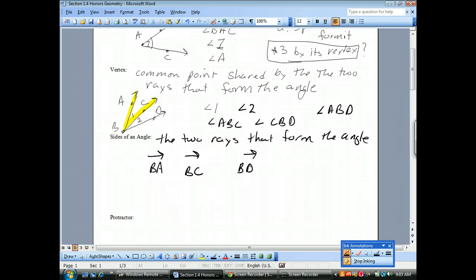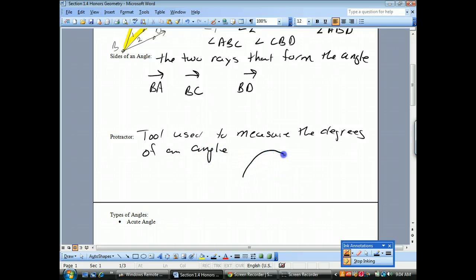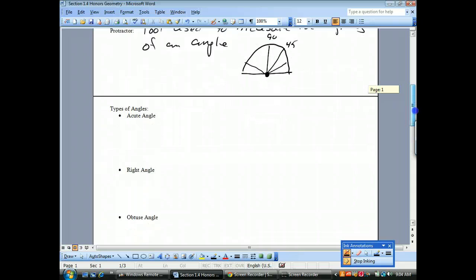Okay. A protractor is a tool used to measure the degrees of an angle. And they usually look like a half circle. Oops, not very good, half circle. And then there's angle measures on the protractor.